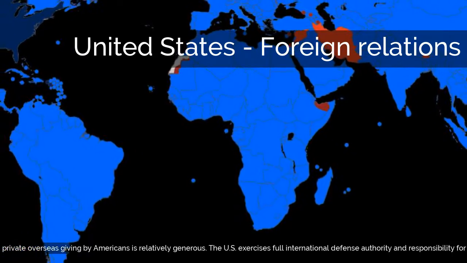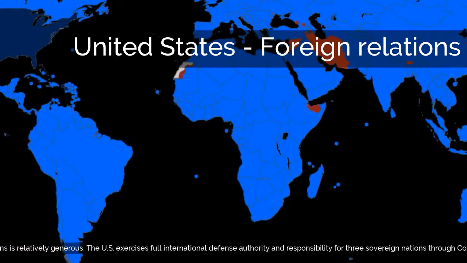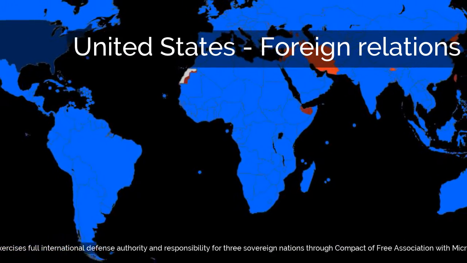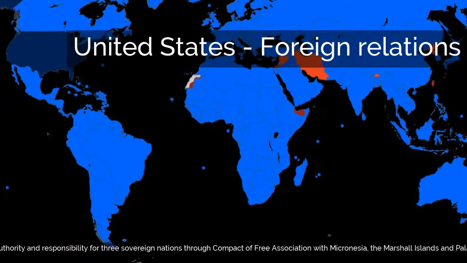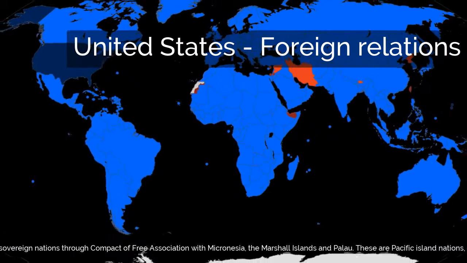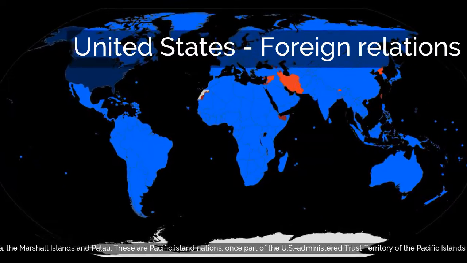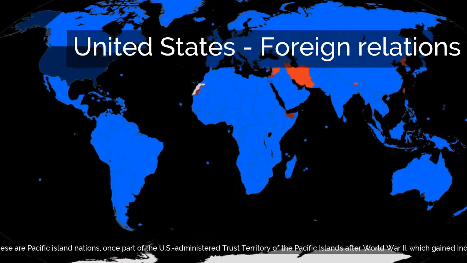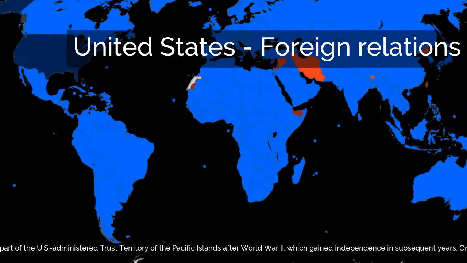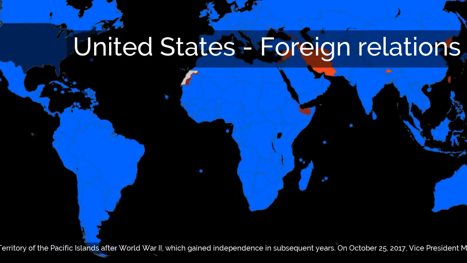The U.S. exercises full international defense authority and responsibility for 3 sovereign nations through Compact of Free Association with Micronesia, the Marshall Islands and Palau. These are Pacific Island nations, once part of the U.S.-administered Trust Territory of the Pacific Islands after World War II, which gained independence in subsequent years.